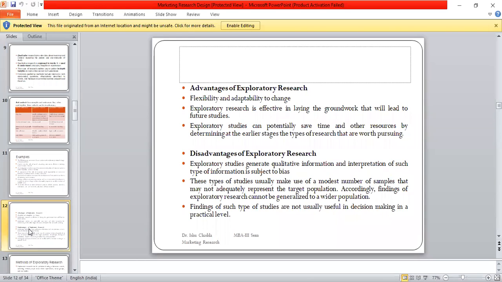Let's say I want to study the COVID-19 scenario on students. For that purpose, what will I do? I belong to the Amritsar group of colleges. Let me fill in the survey from students of the Amritsar group of colleges only, and I will mention that I have conducted a survey at the Punjab level. But this is not correct. That means I am using the data in a wrong manner. My target population is very small, but I am showing it on a large scale. Findings of such studies are not usually useful in decision making at a practical level.